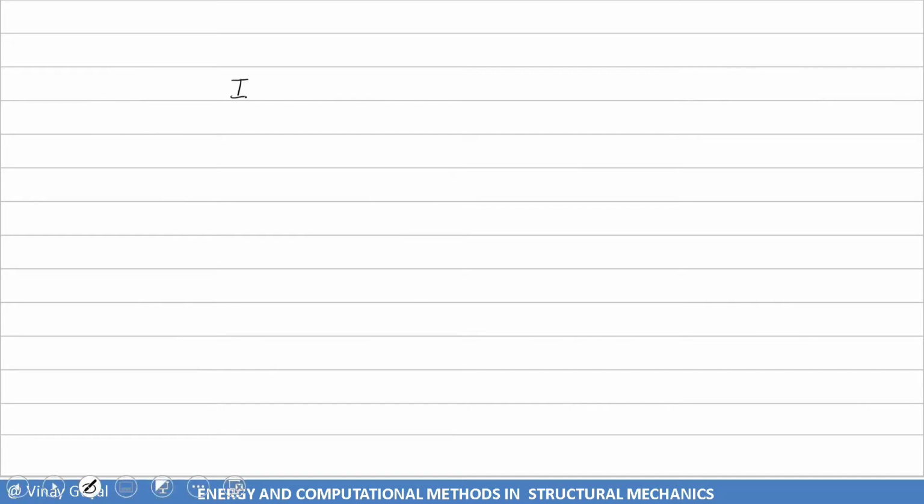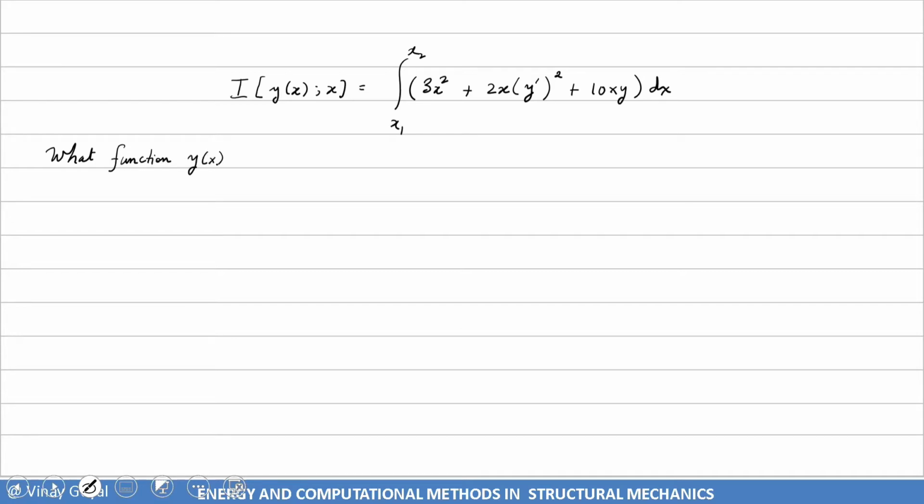If I have a functional I, and not a function, a functional I, which is a function of y of x, and it's a mathematical problem, there's no physical significance to this problem, but I created this problem on purpose because it has some interesting aspects. I is the integral of x squared plus 2x y prime squared plus 10xy, dx. And the question is, what function y of x minimizes the functional I?